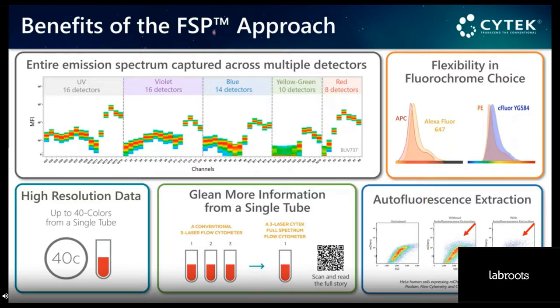And finally, the benefit of full spectrum profiling is that if you can understand autofluorescence in unstained cells, then you will be able to extract it in order to see the real fluorescence, in this case from a fluorescent protein, where it was difficult if the background is not extracted. We will focus now on that, how we do extraction.